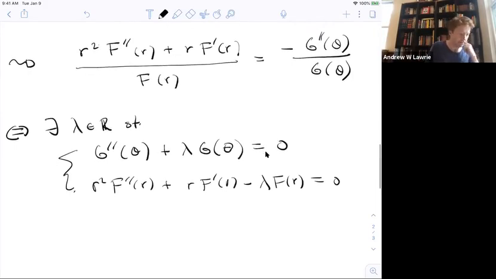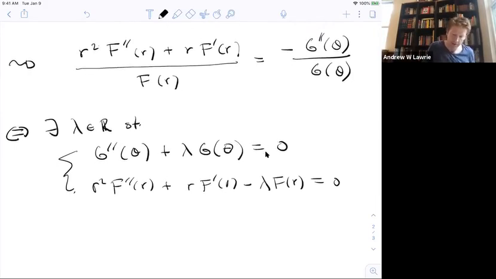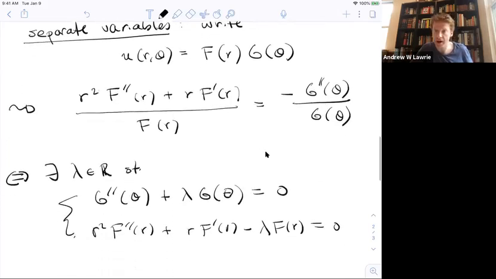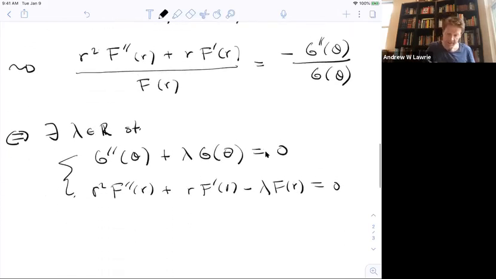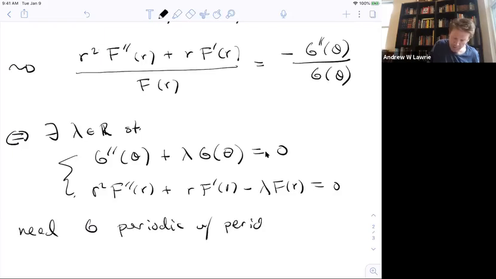Okay, and further, these are polar coordinates, right? So theta is the polar angle, which is defined only up to multiples of 2 pi, which means I need g periodic with period 2 pi. Just remembering that these are polar coordinates.